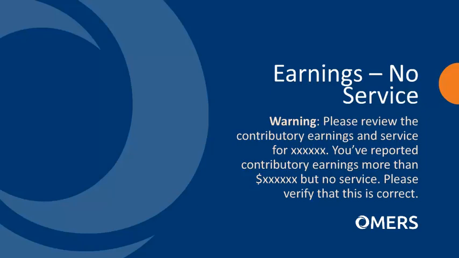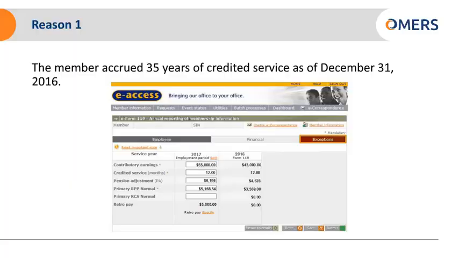This warning is a little less common, but may fire. Warning: please review the contributory earnings and service for X. You've reported contributory earnings more than X, but no service. Please verify that this is correct. When a member reaches 35 years of service, the employer does not report any additional service or contributions. However, since the member is still working, OMERS will require their earnings.